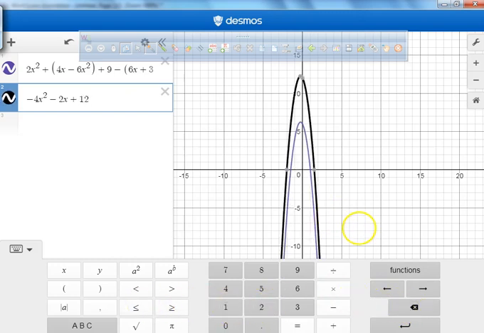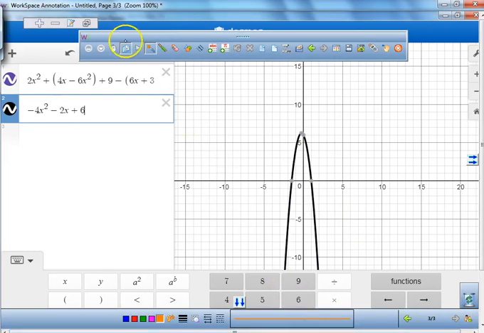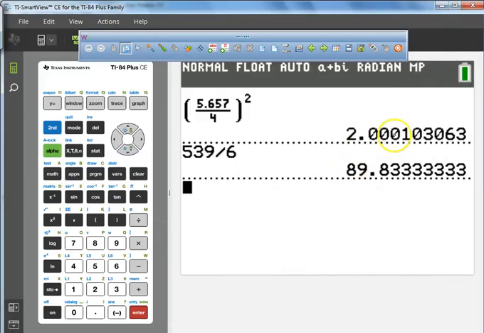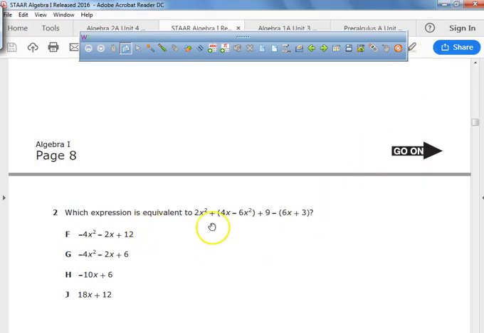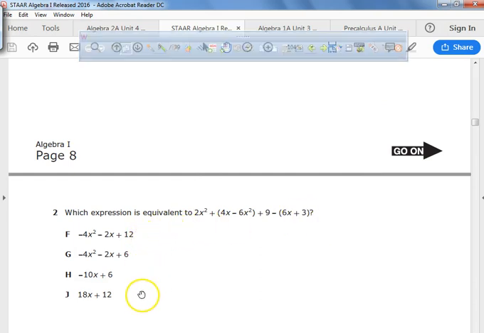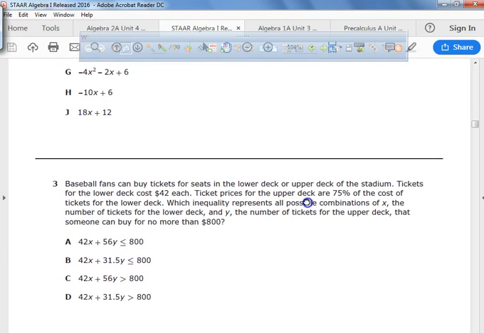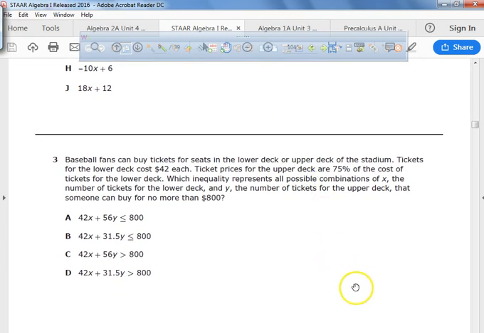See, they're not the same. So literally, you wouldn't have to work it out as long as you type this in and type your answer choices into that, whichever one matches is your answer. Does that make sense? All right, there we go.